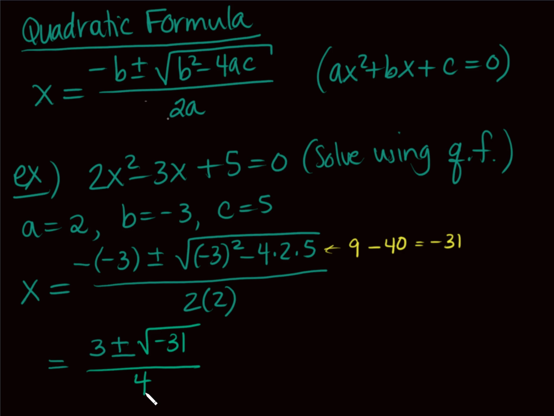Okay. And so what do we get here? 3 plus or minus. I don't want to leave that negative under the square root, so remember the negative just comes out as i, and I just get 3 plus or minus i root 31 over 4, and I'm done. Okay, 2 complex solutions.